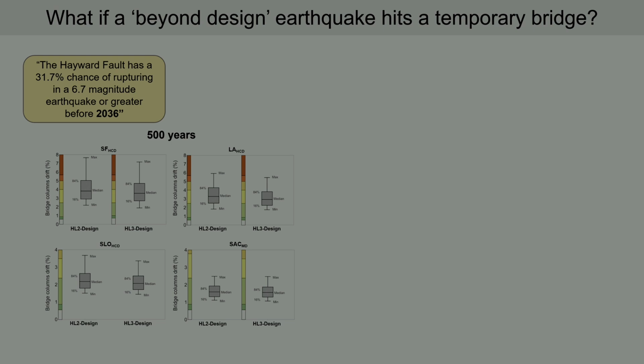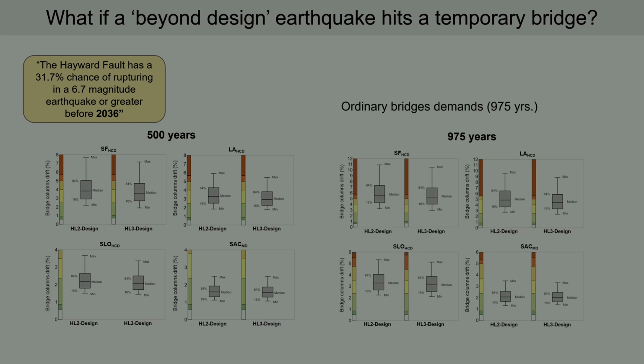And so what we did here, we took our bridges, we selected 2 designs, the one corresponding to the 100-year return period, which is indicated here with HL2, and the one corresponding to 200-year, HL3. And we subjected these bridges to the ground motions selected and scaled following this for an earthquake corresponding to a 500-year return period, and then a 975-year return period, which will correspond to the demand of a regular, ordinary bridge.